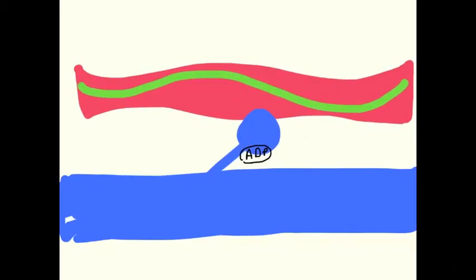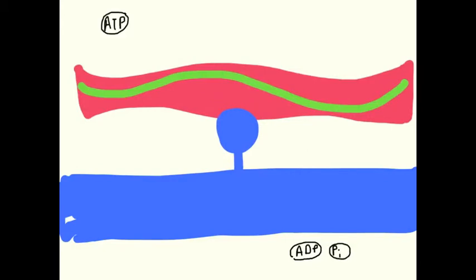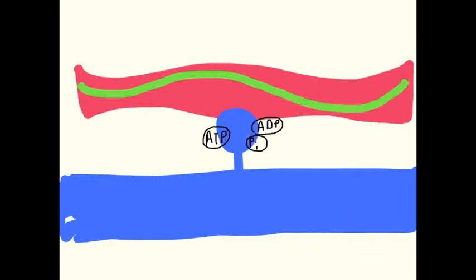After the movement, ADP is also detached, and a new ATP molecule can be hydrolyzed to energize the myosin head again. This completes one cycle of muscle contractions.